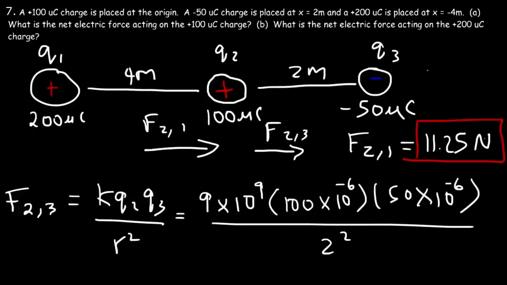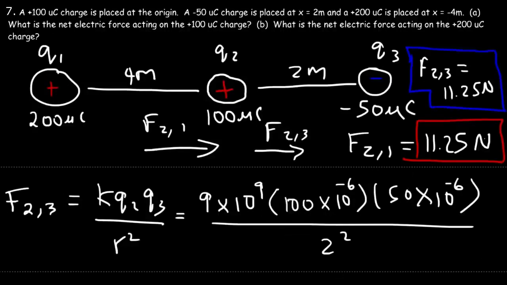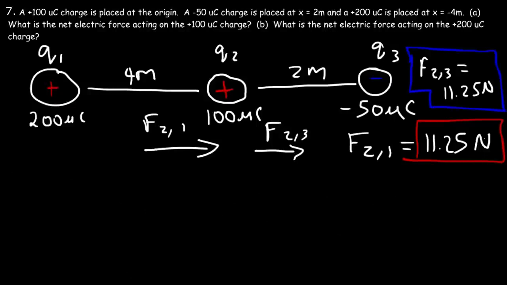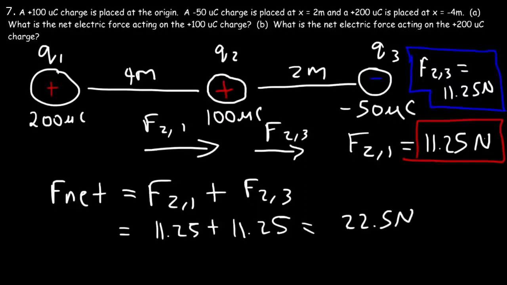It turns out that F2,3 is equal to the same number, 11.25 newtons, purely by coincidence. So now we can calculate the net force acting on charge 2. As we said before, the net force is simply the sum of these two forces because they're going in the same direction. So it's F2,1 plus F2,3. And so that's going to be 11.25 plus 11.25, which adds up to 22.5 newtons. And so that's the answer for part A.